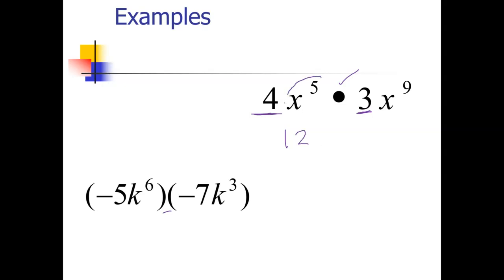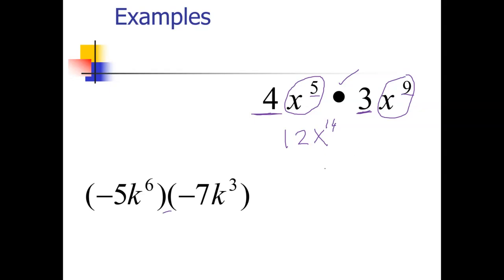Now I'm going to use the product rule on the variables. So now I have to do my checkpoint that the base is the same, the x and the x. And I'm already multiplying, as I showed you the sign earlier. So I'm going to leave my base x as is. And you must add the exponent 5 plus 9, which will give you 14. And that is the product rule.